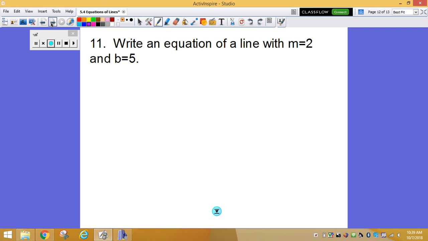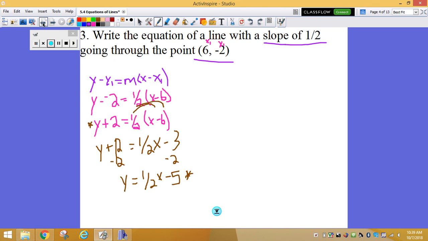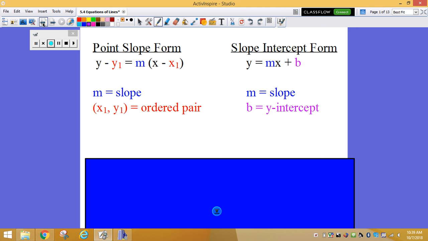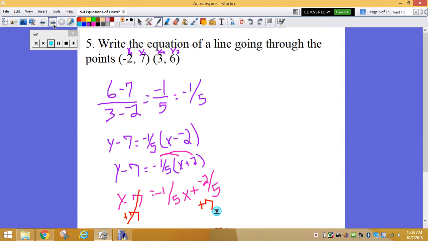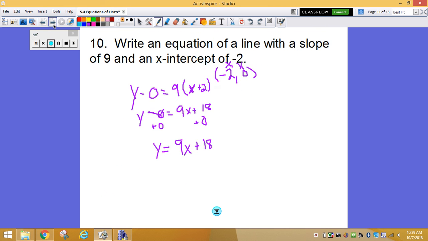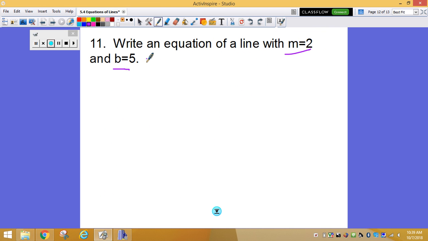Okay, what if it tells me that m is 2 and b is 5? All right. Well, hopefully you wrote down in the very first thing right here. What does b really mean? Well, b means your y-intercept, which we know what to do with the y-intercept, right? We change y-intercepts into ordered pairs. So this is my y-intercept, so it's going to be 0, 5, and there's my slope. It's going to work the same way.